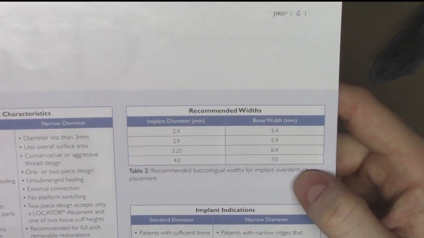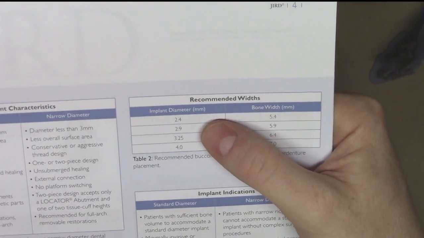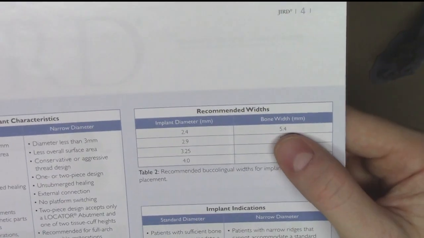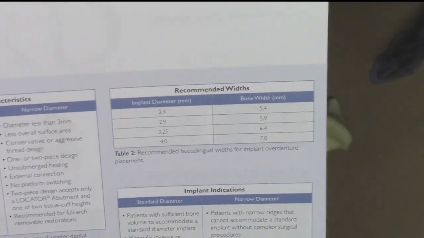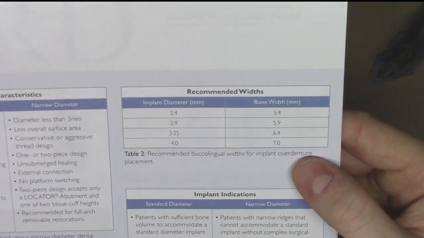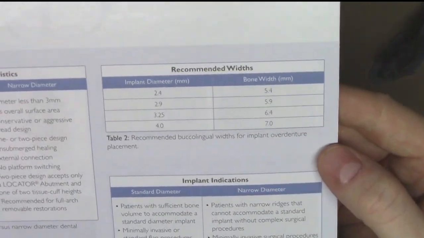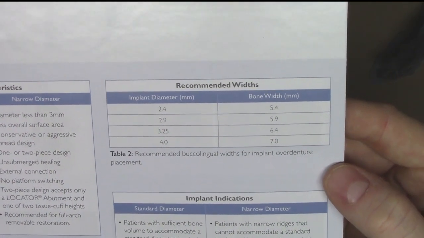Typically, if we were to use that 1 to 1.5 millimeter recommendation, we know that with a Zest LODI 2.4 millimeter implant, we typically recommend a minimum bone width of 5.4 millimeters. As we go up to a 2.9 millimeter diameter, it's typically 5.9. And those are the 2 diameters that we can currently order the Zest LODI implant in.